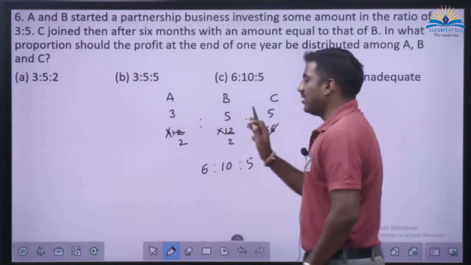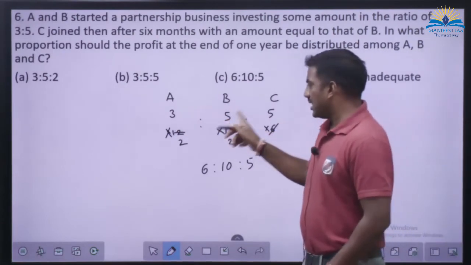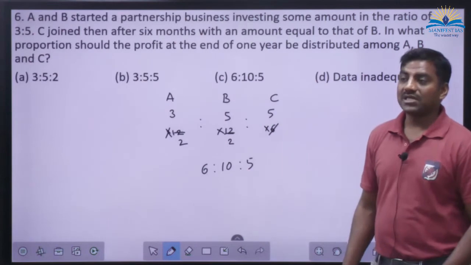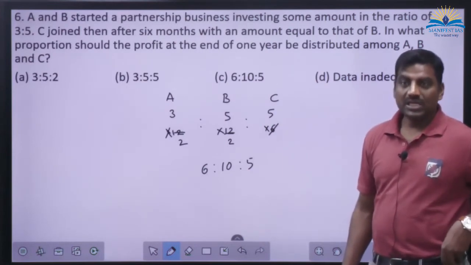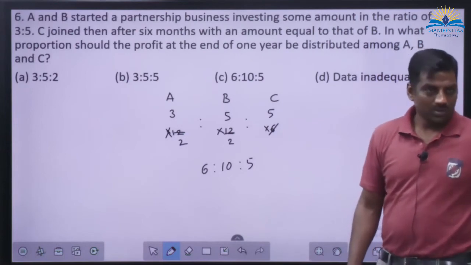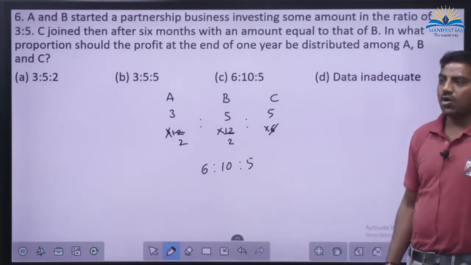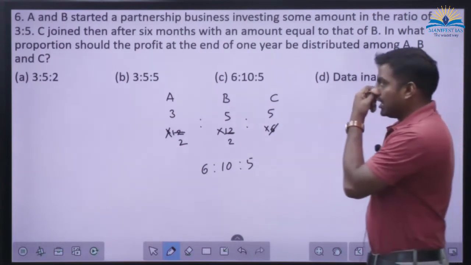Don't cancel this 5 and 5. That is wrong. If one more 5 is here, then you can cancel all 5s. Cancellation is not the fight between 2 terms. You are taking the common factor out. So when you are comparing 3 terms, there can be a common factor among all. Then you have to take out that one. It is not the fight between only 2 terms, mind you. Okay. So it is 6 is to 10 is to 5.